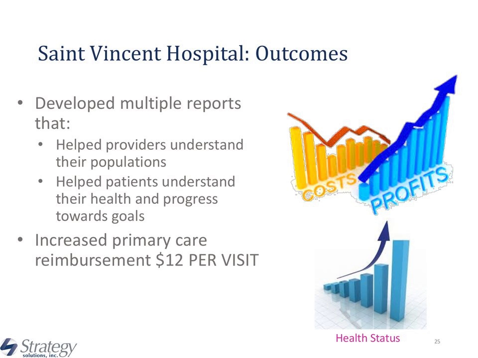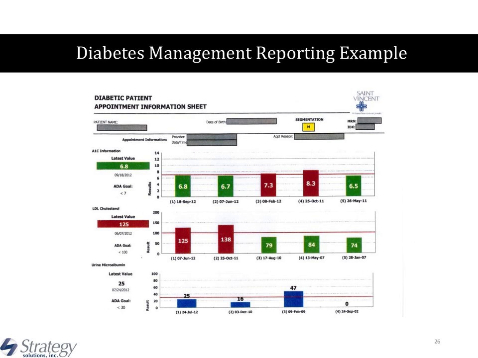So what they were able to do was develop multiple reports, and part of the handout materials that you'll get with this presentation is the deck of the reports that were created and some explanation of all of them. They developed multiple reports that help providers understand their populations, help patients understand their health and progress toward their goals, and they increased primary care reimbursement $12 per visit, so this project actually more than paid for itself because they got additional reimbursement in addition to getting these indicators.